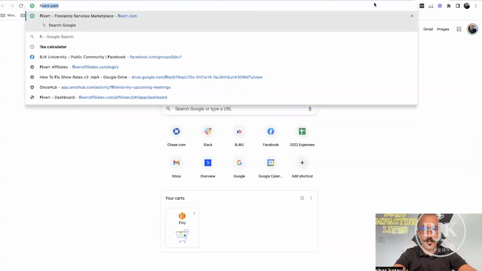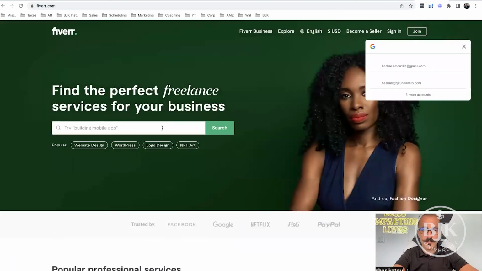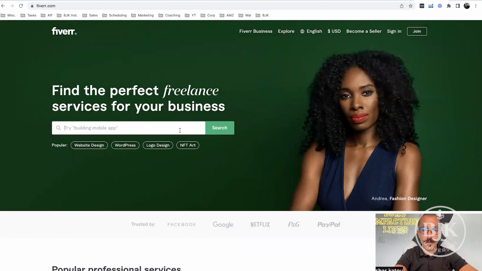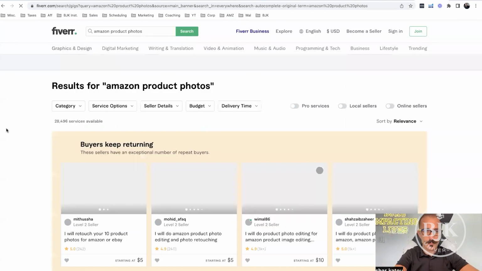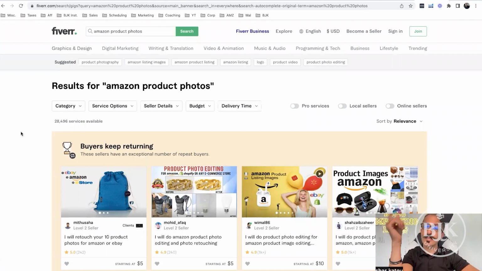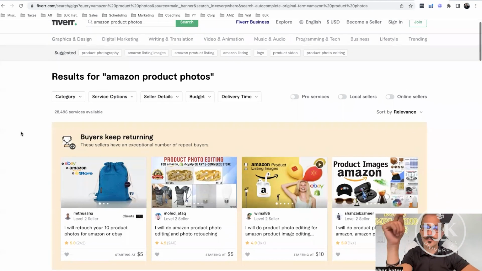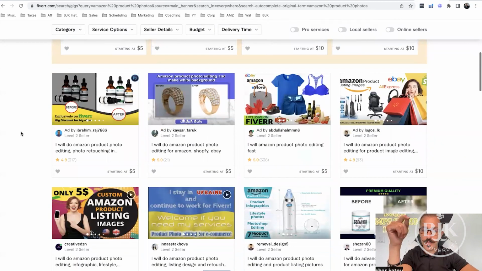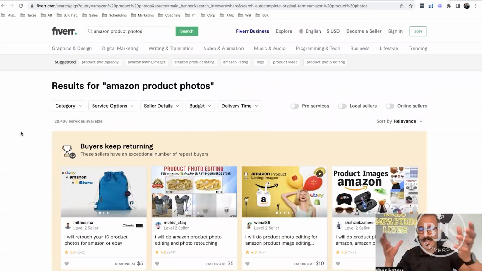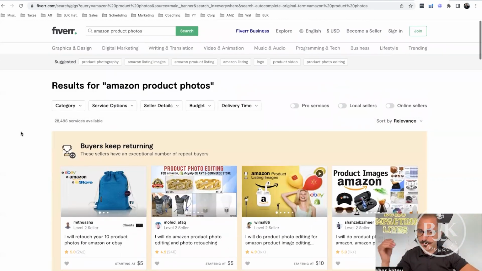So what you want to do is go to a website called Fiverr.com and find someone who's going to create photos for you. So you can go to, let's see here, Amazon product photos. Sometimes your supplier will have photos or can take brand new photos. Or you can find someone on Alibaba or on Fiverr who you can ship your product to, and they will take professional photos and edit them for you, right?